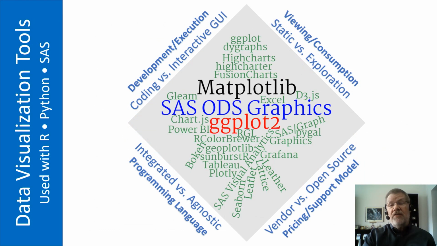When it comes to data visualization tools, there's certainly no shortage of options. Do you want to develop in a text language or an interactive GUI? Do you want to let people explore an interactive chart or get right to the point with static charts? Are you looking for a data viz tool that stands alone or is tightly integrated with another programming language? And do you want to go it alone with open source or look to a vendor for support and/or some other value add?